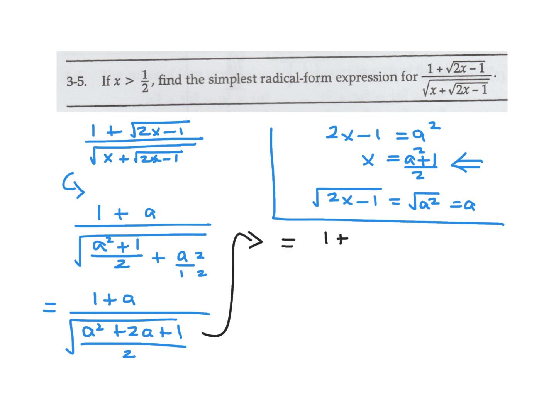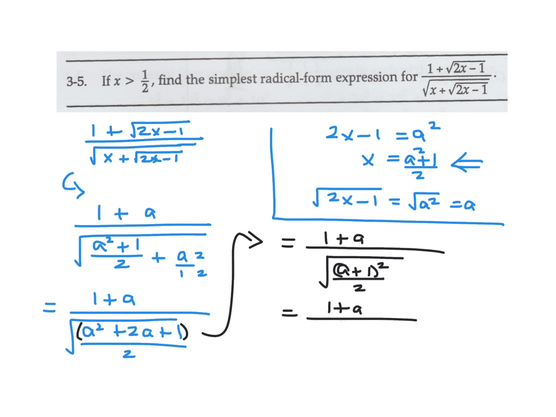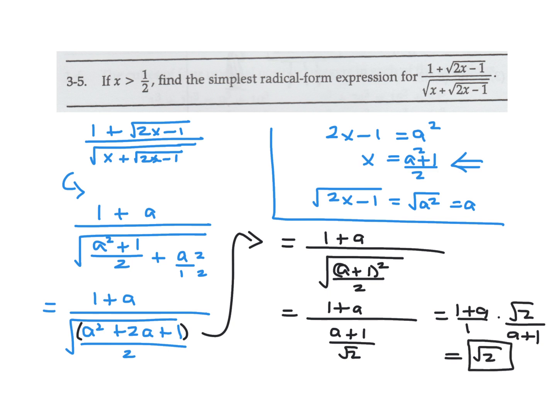Okay, so we got 1 plus a. On the bottom, this guy is really just a plus 1 all squared. So that a plus 1 all squared, when you take the square root, is just a plus 1. And then when you take the square root of 2, it's just root 2. So then finally, this would be 1 plus a over 1, root 2 over a plus 1. And then that just becomes root 2 because the 1 plus a's cancel. So very nice. Regardless of what x is, that always simplifies to root 2.